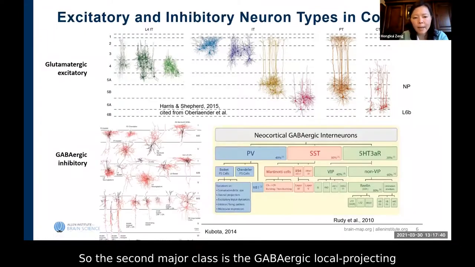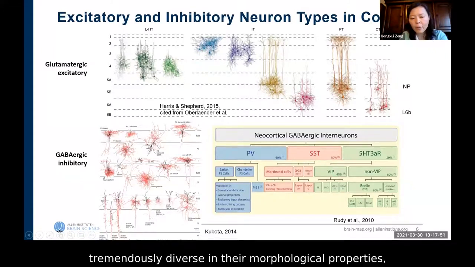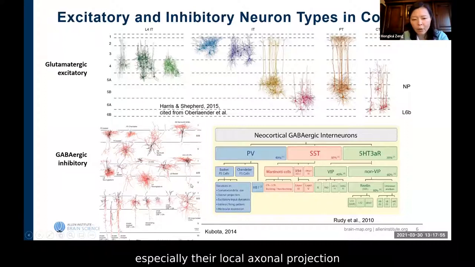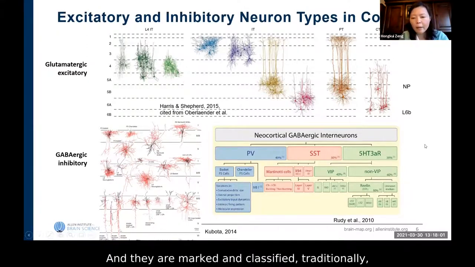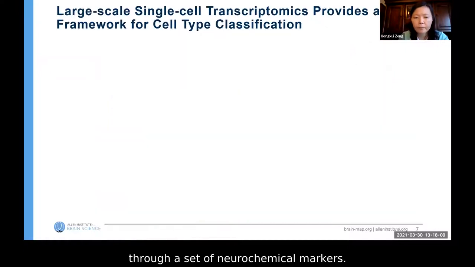So the second major class is the GABAergic local projecting inhibitory neurons. The cells within this class are also tremendously diverse in their morphological properties, especially their local axonal projection patterns, and their electrophysiological properties. And they are traditionally marked and classified through a set of neurochemical markers.